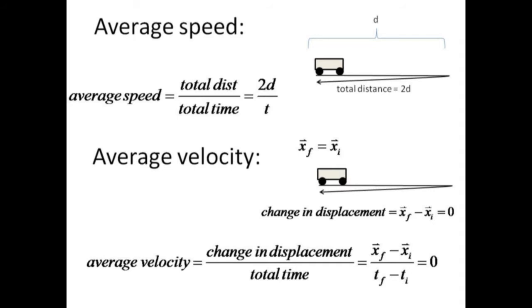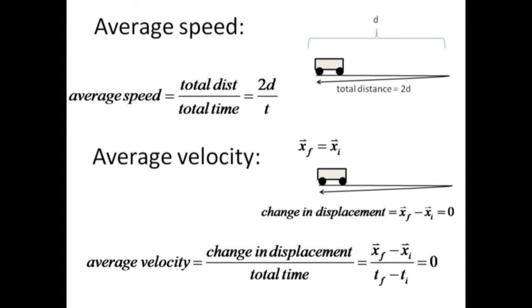Average velocity, on the other hand, is defined as the change in the vector displacement divided by the change in time. If the cart returns to its starting point, the change in displacement is 0, and the average velocity is thus 0. A NASCAR driver may have an average speed of 230 miles per hour, but his average velocity will be 0.